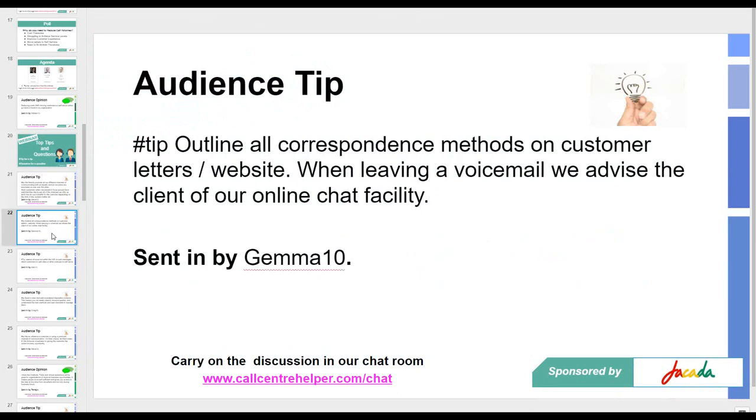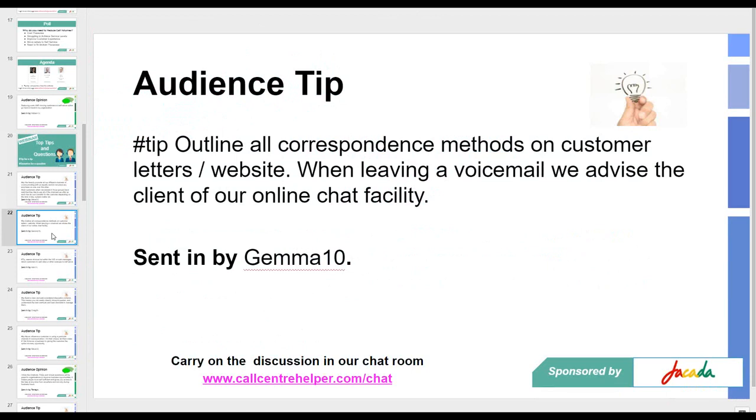And on a similar theme, Jenna has said, outline all correspondence methods on customer letters or websites. And in particular, when leaving a voicemail, we advise the client of our online chat facility. So I guess that's if we can't reach you by phone, then you offer that chat facility. I think there's danger though, Phil, on that one. I suppose this is if you're leaving a voicemail for them, then you can advise of the chat facility. Do you think that's a good idea?